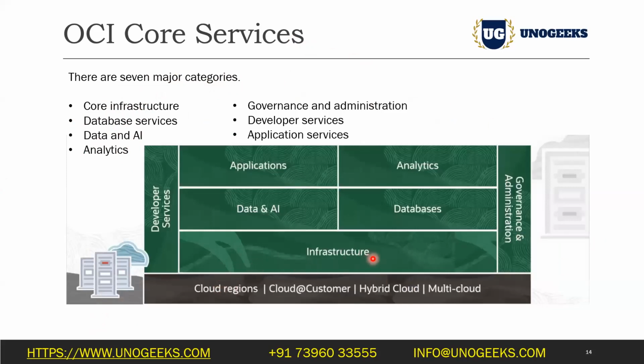So they named them as infrastructure and databases as one of the services, data and AI analytics, governance and administration, and you have developer services and you have application services. So they have different services. And if you distribute them as categories, some of the services come under infrastructure and some come under database. So just to easily understand, they have kept them in different categories. So if you see at the very bottom, you have the infrastructure.